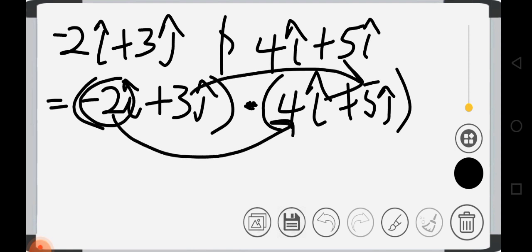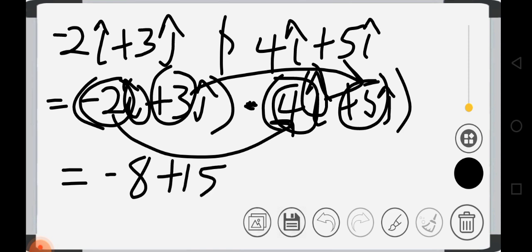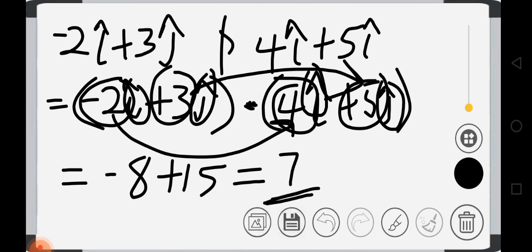So we are going to dot this one to this, multiply this one to this. So minus 2 times 4, what is that? That will give us minus 8. i dot i will be 1. If you dot i, it will cancel out, it will be 1. So plus 3 times 5, what is that? Plus 15. If you dot j and j, it will also cancel out, it will be 1. So we are going to have minus 8 plus 15. That will give us 7.